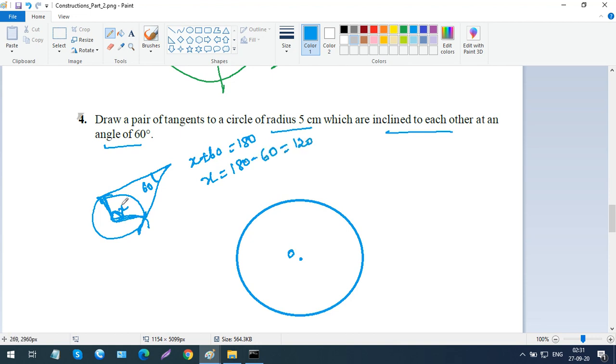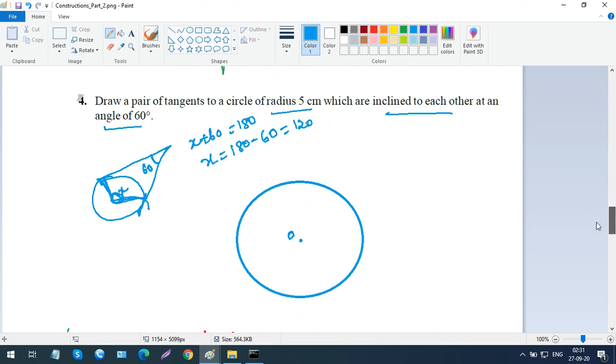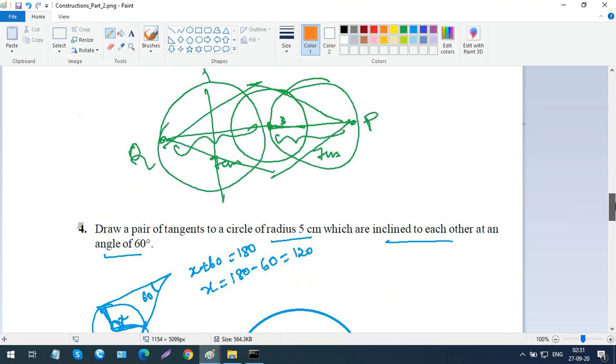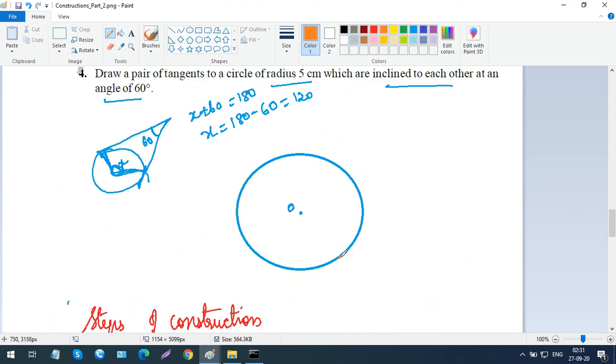So we know this. Now what I am going to do is mark some random point. It's your wish, you can mark any point on the circle. Let me say I mark a point P over here. Now from this point P, join OP, so that's the radius.